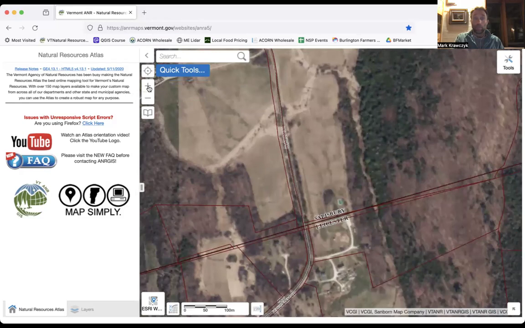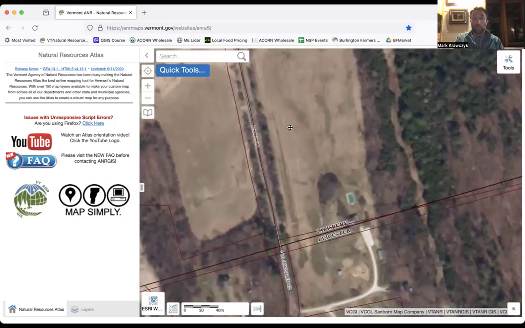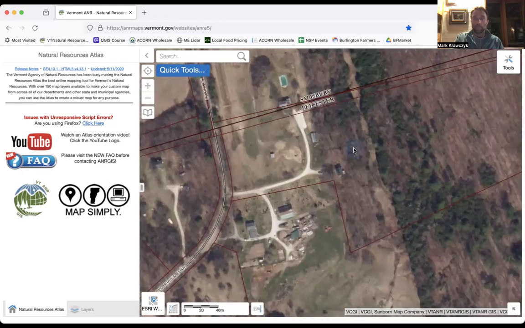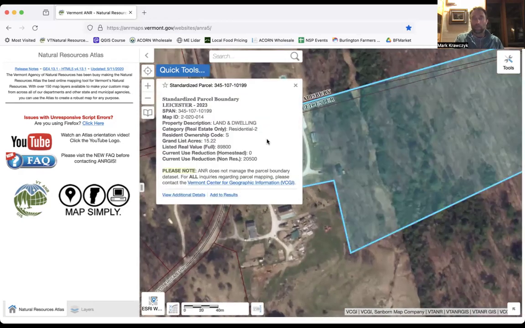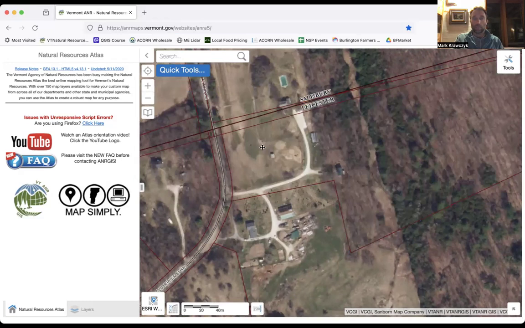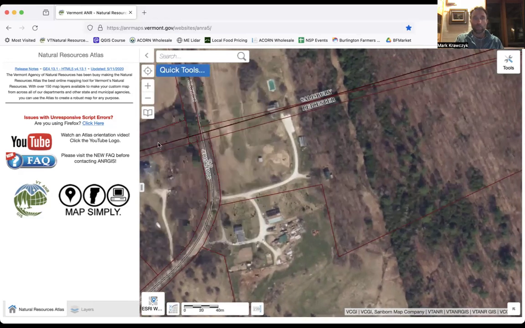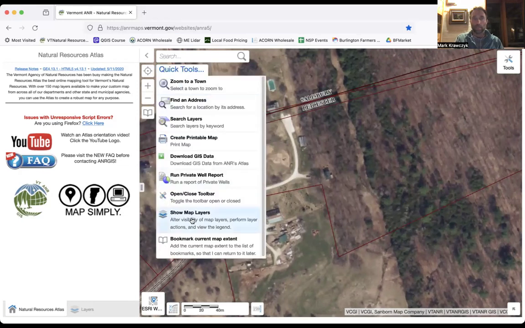And one other really cool thing about this is that all of the property boundaries are built right into it as well. So you can click on a parcel and it's going to tell you what the acreage is and the listed value and land use, etc. And so where you're going to want to go is you're going to hit this quick tools thing here, and you're going to go to show map layers.